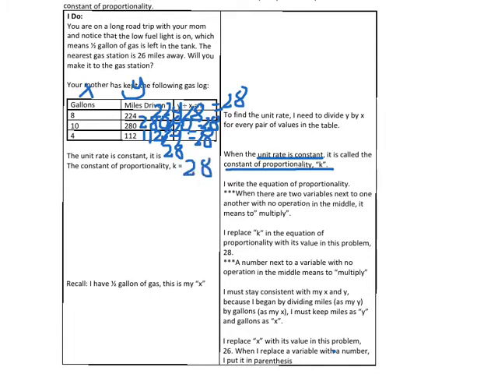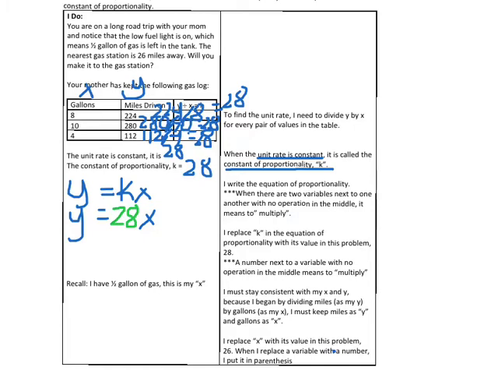My next step is to write the equation of proportionality. y equals kx. When I have two variables right next to each other, that means to multiply, even if there's no operation written between. I'm going to next replace k with its actual value. k is equal to 28, so I substitute or replace k with 28. The rest of the equation is exactly the same as the previous step. When I have a number and a variable right next to one another, that also means to multiply.